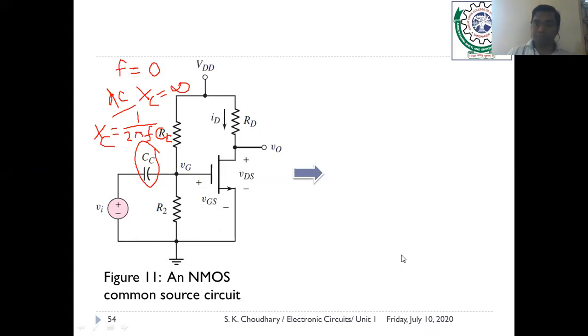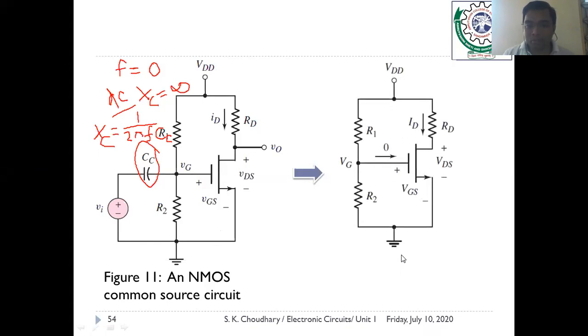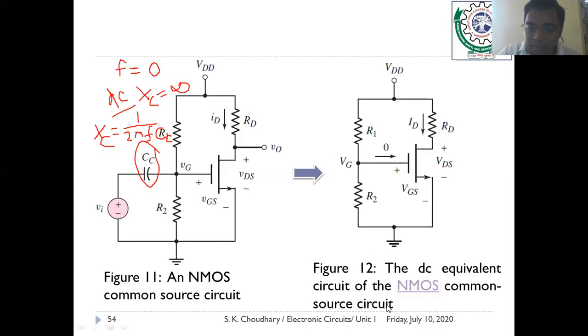Okay, now if you see the DC equivalent, as I have told you, this capacitor would act as an open circuit for the DC. So that's why in the DC equivalent circuit of NMOS common source the capacitor is absent. If the capacitor is absent, it means it is open. So VI would also be absent, because it doesn't have any impact on the circuit operation. If it is open, it also disappears. Okay, the point is clear up to this level.